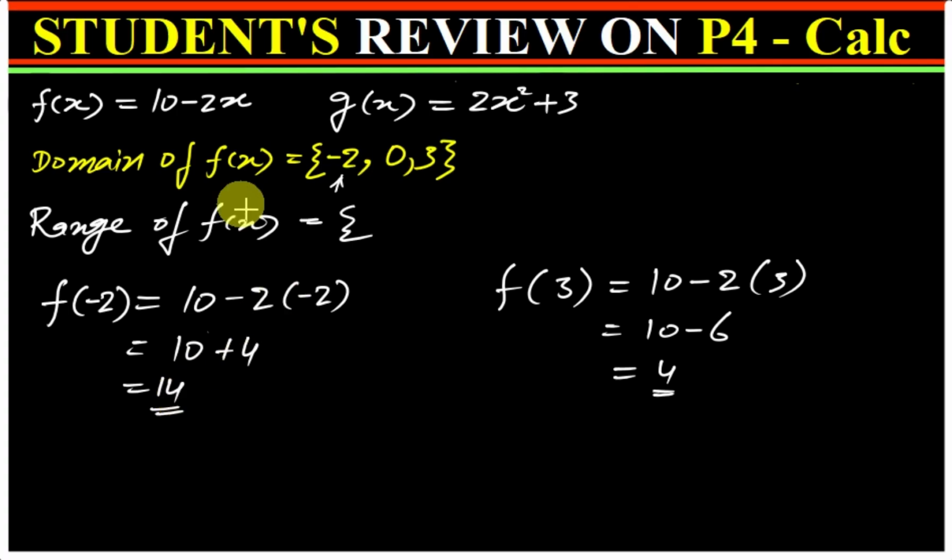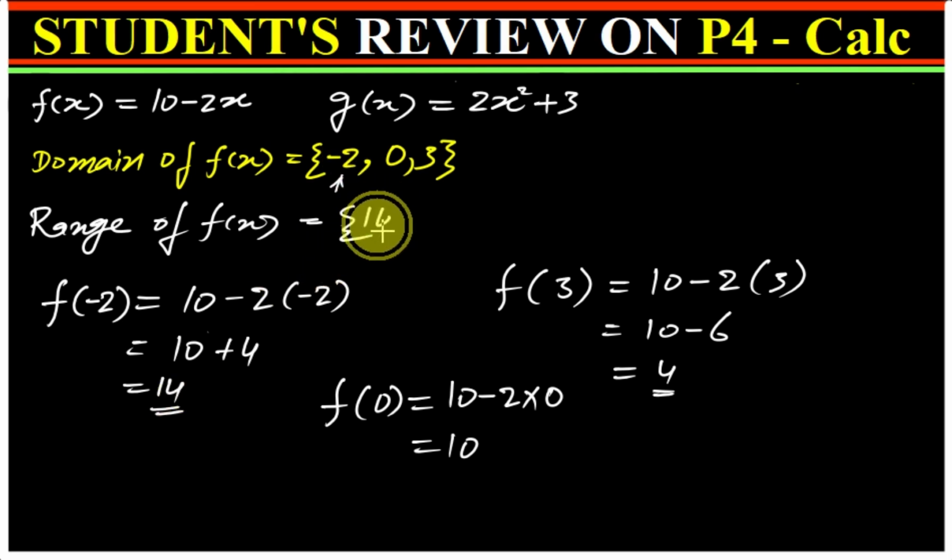Now let's find the value of the function when x is equal to 0. We get f(0). The value of x becomes 0, so that is 10 minus 2 times 0, which is finally 10. So we got all three values, and we'll write them in the form of the range. For minus 2 we get 14, for 0 we get 10, and for 3 we get 4. So this is the range of f(x).